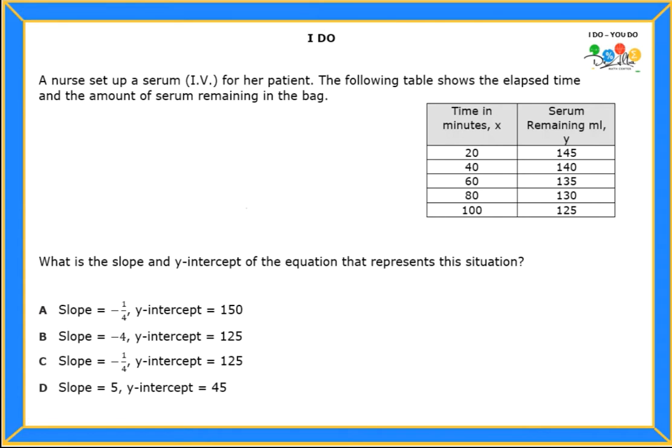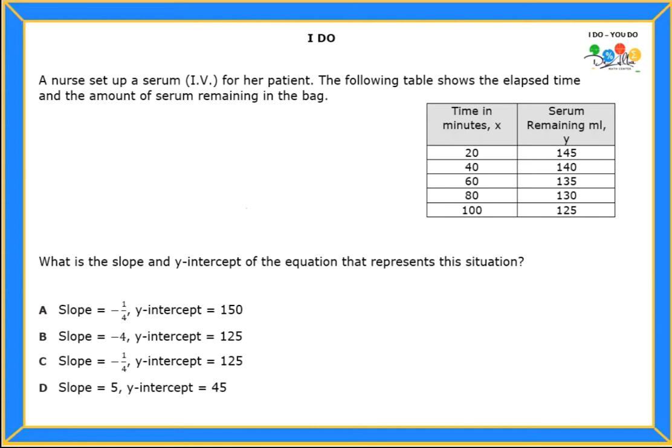And it says, a nurse set up a serum IV for her patient. The following table shows the elapsed time and the amount of serum remaining in the bag. What is the slope and y-intercept of the equation that represents this situation?